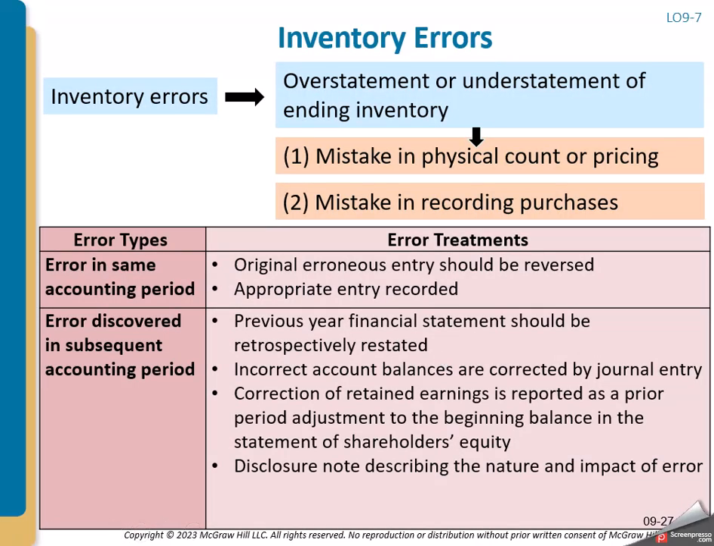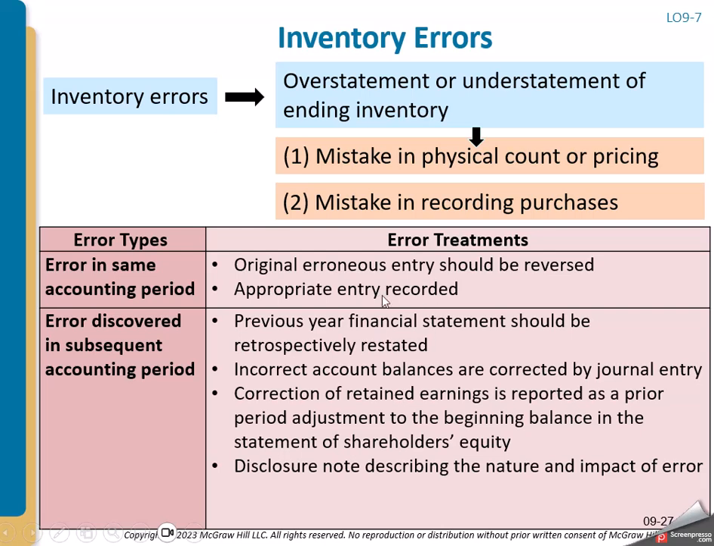Now, because we can have errors in inventory, we could have errors when we go out and count it. We could have errors when we record the purchases in the first place. So inventory errors do impact our financial statements, because if, let's say, we have a mistake in our physical ending inventory, we may say, okay, inventory is overstated, which would understate our cost of goods sold. So our balance sheet is overstated and our income statement's overstated. Or it could go the reverse, where we think there's less inventory, so then our inventory is understated and our cost of goods sold would be overstated, which would reduce our net income.